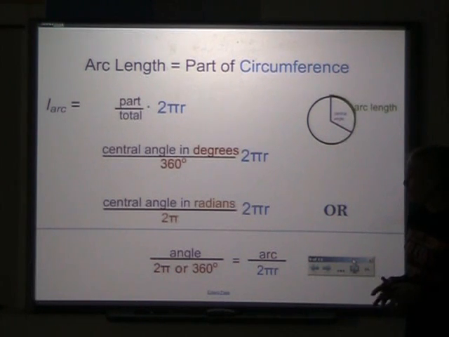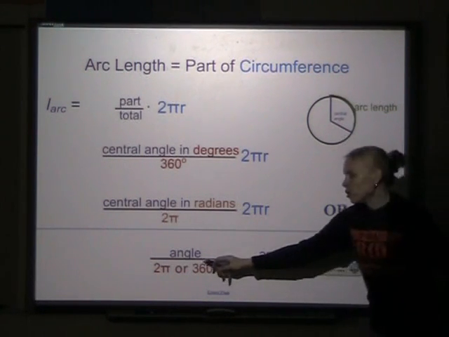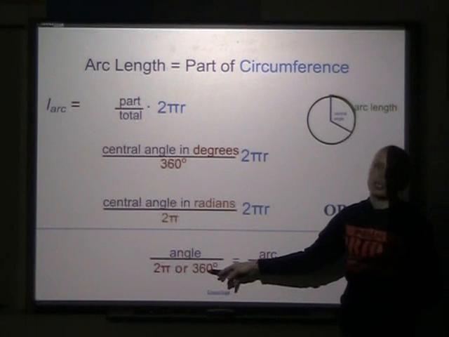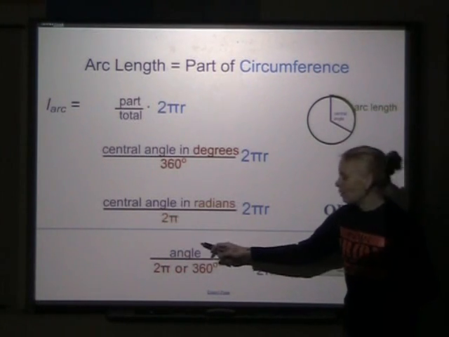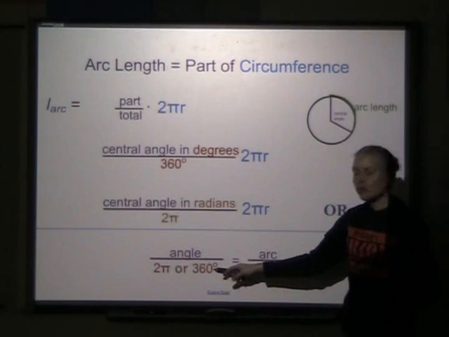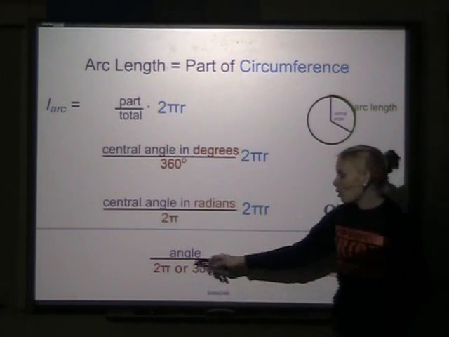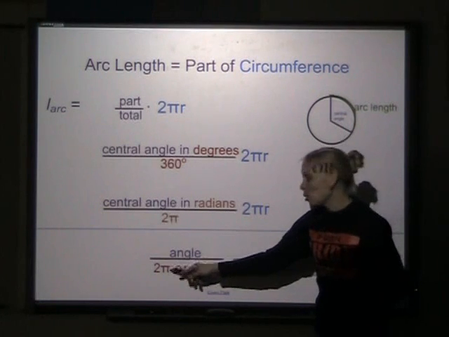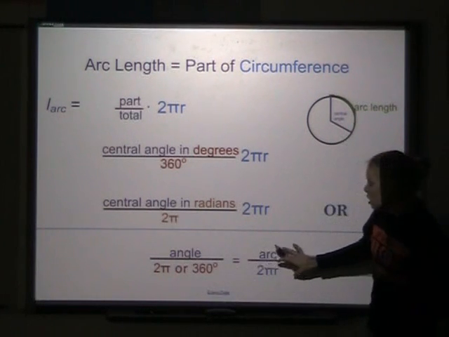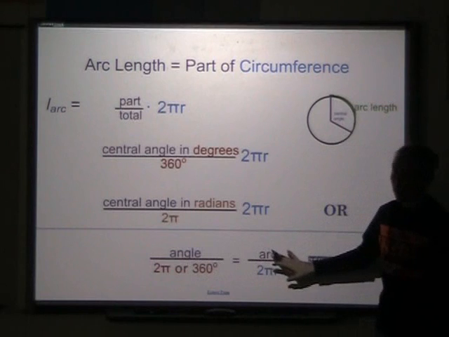So in geometry, you were looking at a ratio, and everything was always in 360. Keep in mind, if your angle is in radians, I can't use 360 degrees. I have to use the same type of measurement. So if my angle is in radians, it's going to be over 2 pi. If you still want to use a ratio, that works completely.